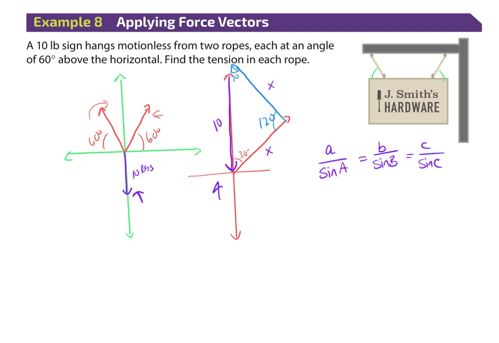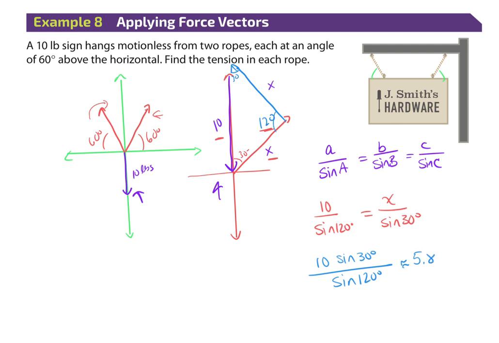So I can say I have 10, so 10 over the sine of 120 degrees should equal the tension of one of those ropes over the sine of 30 degrees. How do I solve for that x? Multiply both sides by sine of 30. So 10 times the sine of 30 degrees divided by the sine of 120 degrees should equal what? What do you get? You would get 5.8 pounds of force.